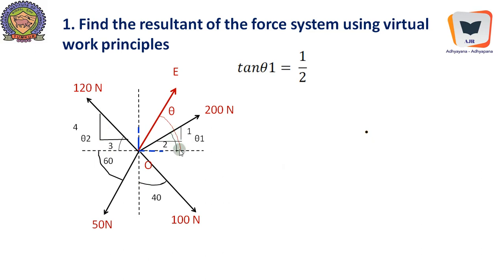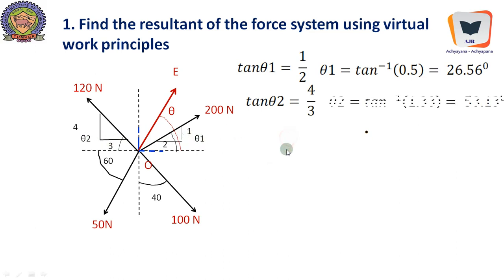This is theta 1, then tan theta 1 equals 1 by 2. Therefore theta 1 equals tan inverse of 0.5, that is 26.56 degrees. On the other hand, tan theta 2 is 4 by 3, opposite by adjacent, and we will get theta 2 equal to 53.13 degrees.